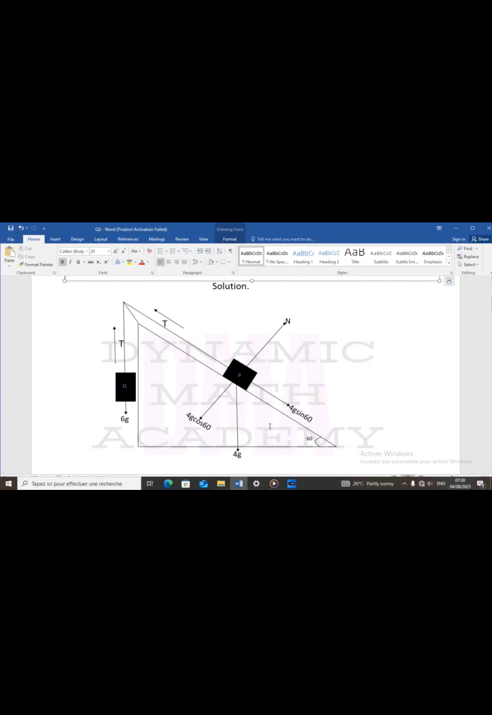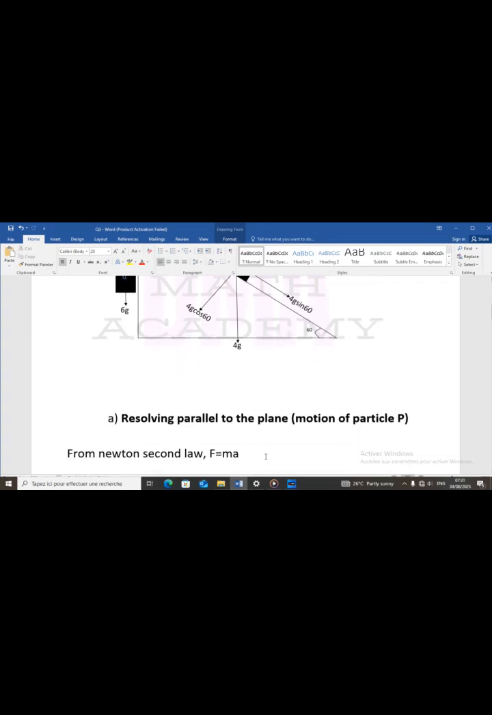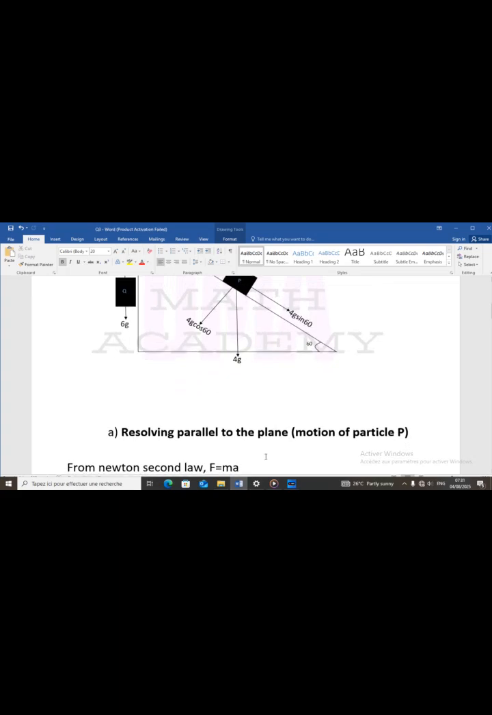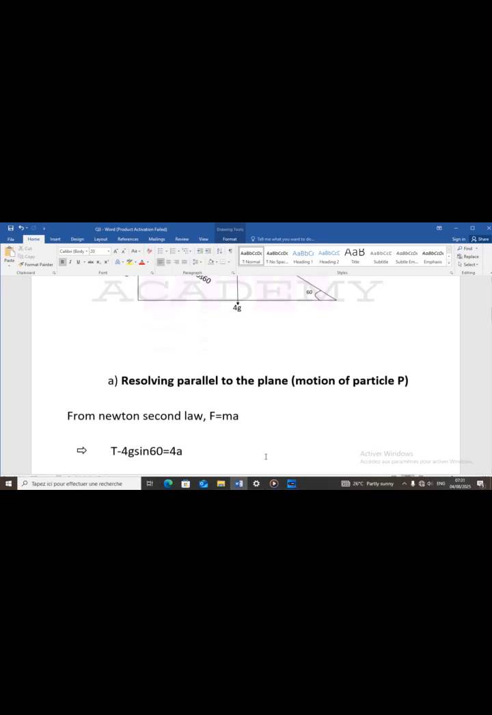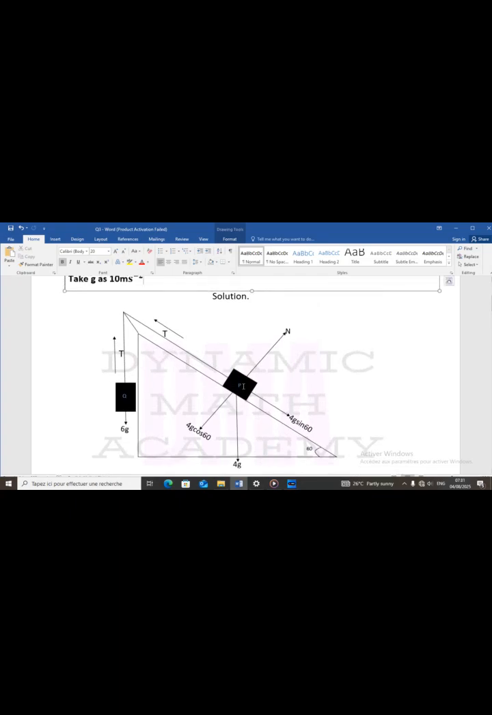So we are now going to proceed with our calculations. The first thing, we are going to take the motion of particle P, and we're going to apply Newton's second law of motion. That is, the net force acting on the system is equal to the mass times the acceleration. Now, for the motion of particle P, okay, I omitted something before we proceed. If you were asked where the acceleration of the system is going, I mean, where the motion is going to?